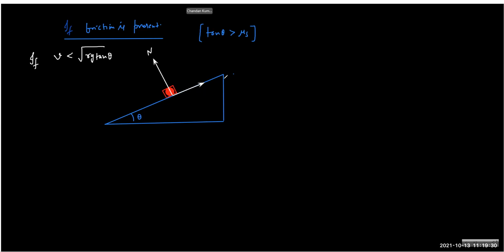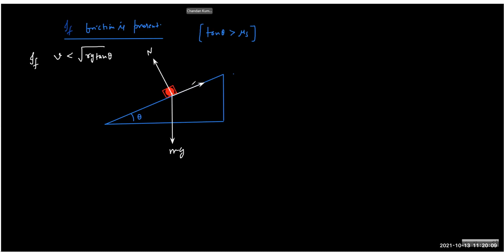Understood? Tell me, is this clear? So which force is pulling it down? Gravity is there. So if the tendency is to go down the plane, then friction will act up the plane. Is there any doubt in this also? There should not be any doubt.